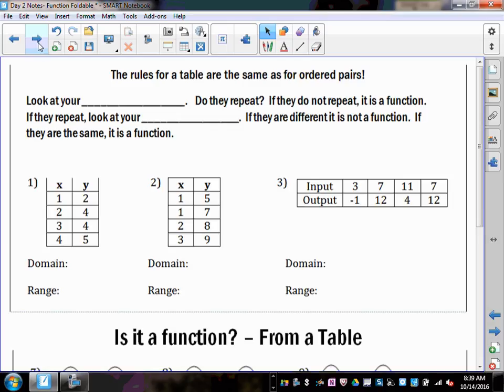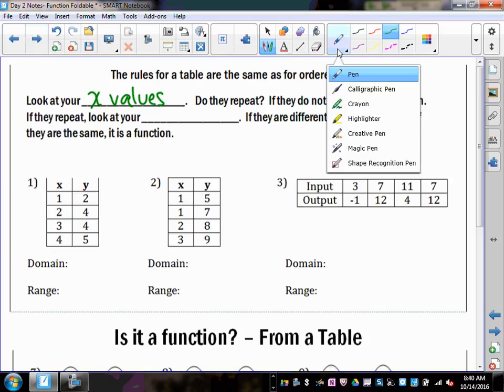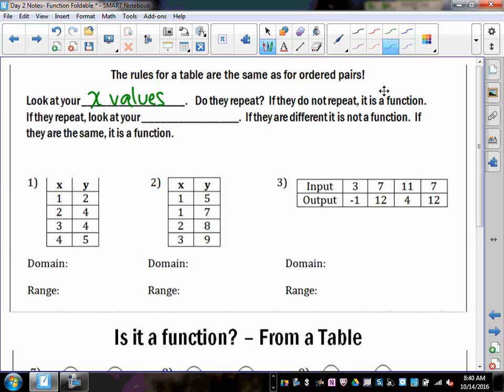All right, so the rules for a table are the same as ordered pairs. Because all that the table does is list your ordered pairs in a table, right? It's the same thing, it's just listed in the table. So again, look at your x values. Do they repeat? If they do not repeat, then it is a function. If they repeat, look at your y values.